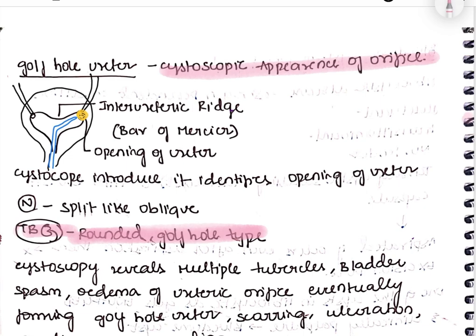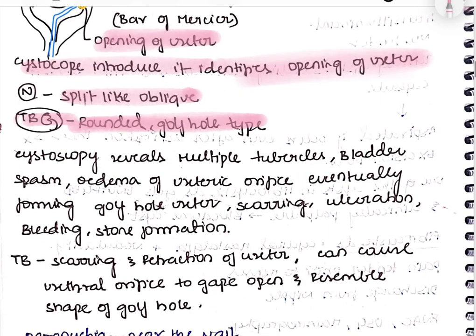So normally how it will be like: split like, oblique. But in case of TB of kidney, it will be rounded and golf hole type. So what happens in the cystoscopy? In case of TB of kidney, there will be multiple tubercles and there will be bladder spasm and also edema of the ureteric orifice. So that will appear like this golf hole type. Eventually it will cause this golf hole ureter and then the scarring, ulceration, bleeding and the stone formation.